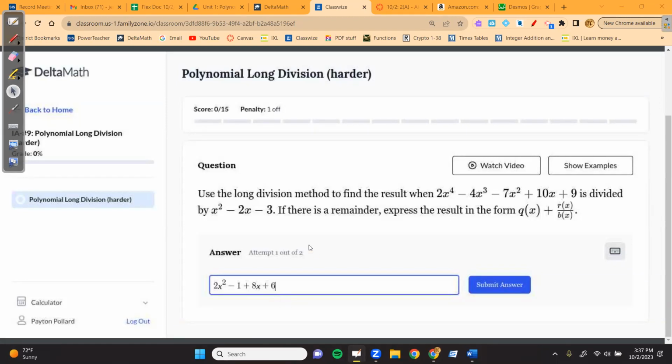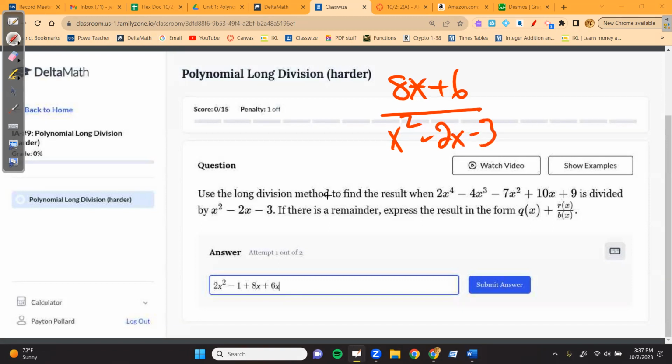So what Peyton's trying to do is she's trying to put this into the computer. She wants the 8x plus 6 to go over x squared minus 2x minus 3. But after the 6, when she hits divided by, it just keeps dividing the 6. Do you guys know how to make the whole thing go on the top of a fraction? You can use the keyboard or get rid of that x on that 6.